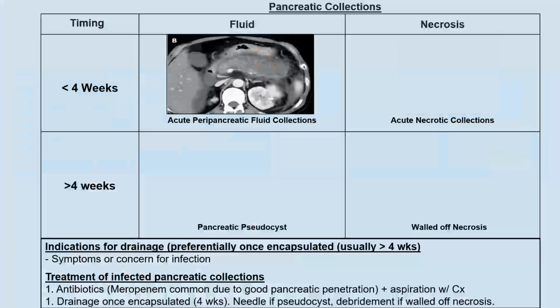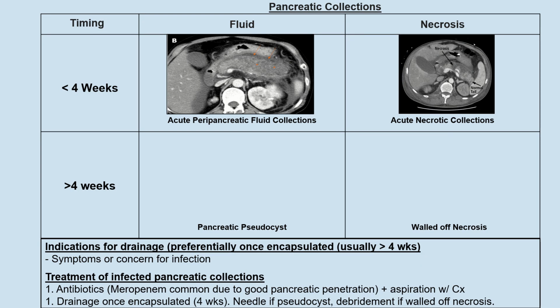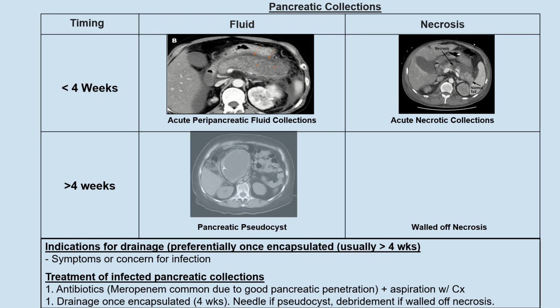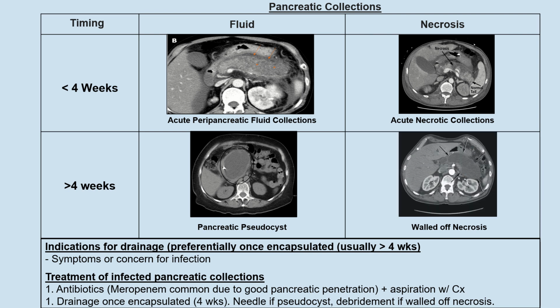Remember the pancreatic fluid collections. You have acute peripancreatic fluid collections, acute necrotic collections. When these mature, the fluid collections may turn into a pseudocyst, and the acute necrotic collections might turn into walled-off necrosis. Only treat these and drain these if there's symptoms of concern or infection. Antibiotics, if you think there's an infected pancreatic fluid collection, will be meropenem, plus aspiration with culture.